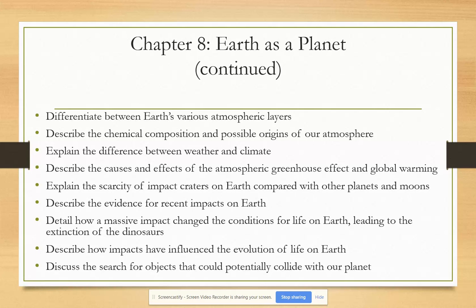Chemical composition of our atmosphere. What's the chemical composition of our atmosphere, roughly speaking? Okay, roughly 80% nitrogen, 20% oxygen. How did we get that? I did not talk about how we got that because I skipped a lot of points, apparently.